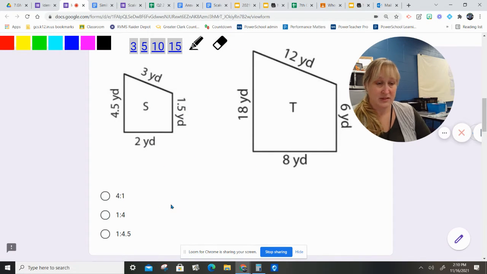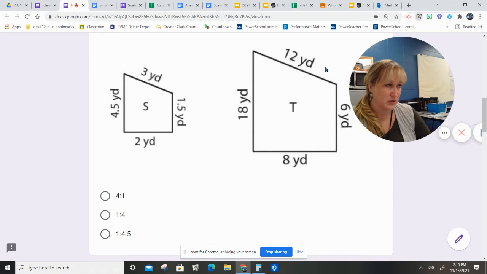So I'm just going to click the answer right there. Hopefully, if my computer lets me. It doesn't. I say that all the time.